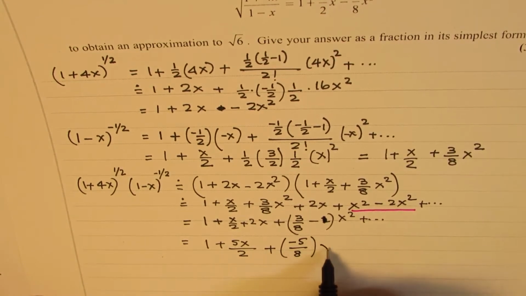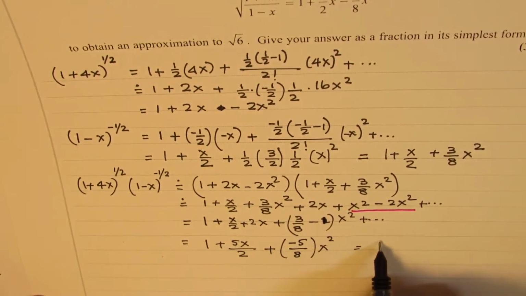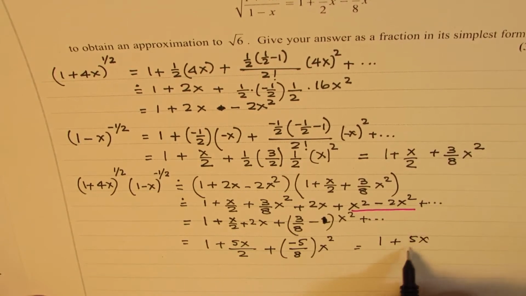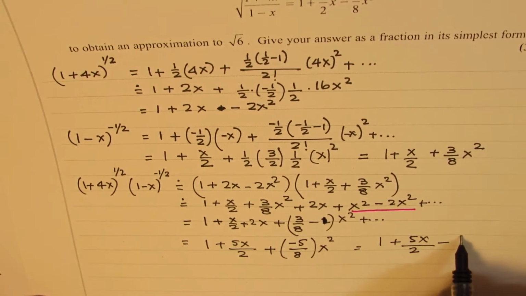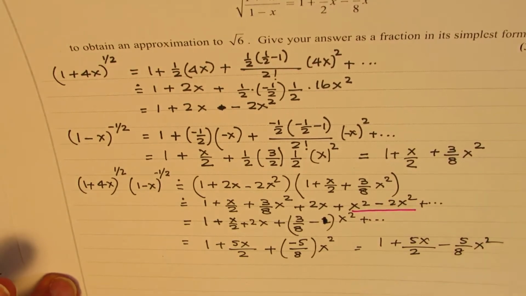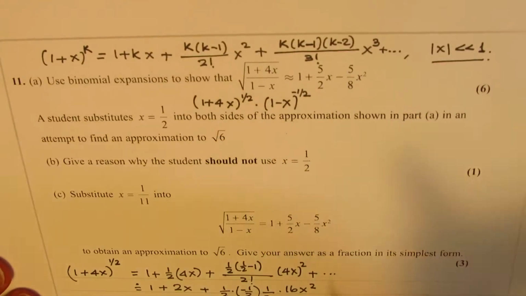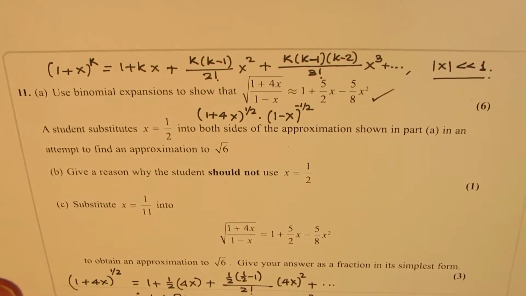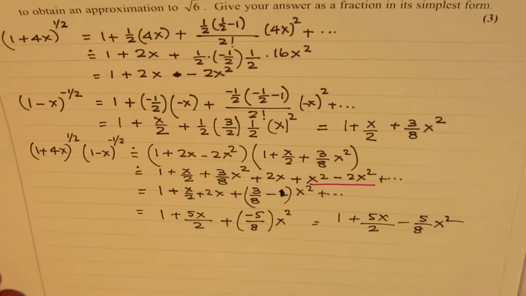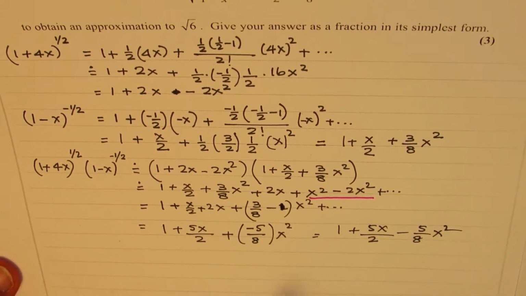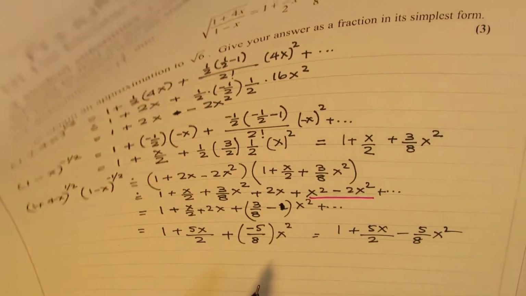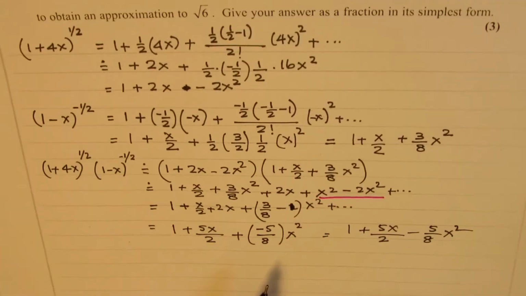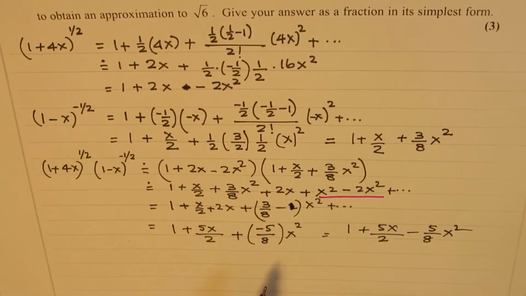As expected, x squared. So let me rewrite this, which is 1 plus 5x by 2 minus 5 over 8 x squared. Okay? So that is what we wanted to show. Is that clear to you, right? So this is what we wanted to show, and that's what we have got. So that is how you can use the expansion and get your solution. So I hope these steps are absolutely clear, right?